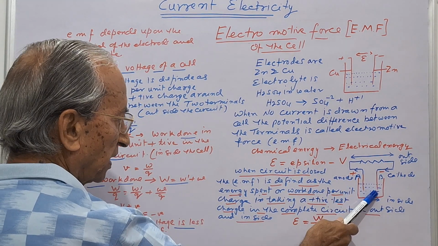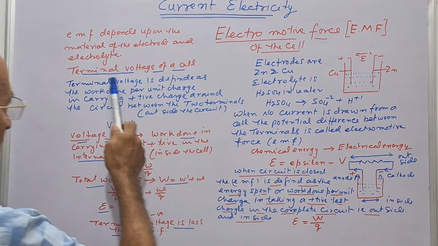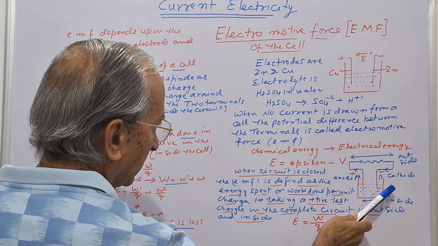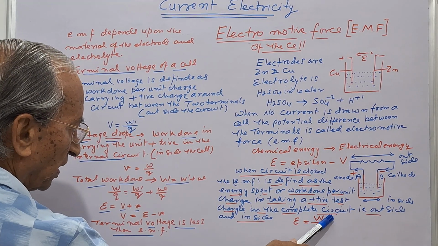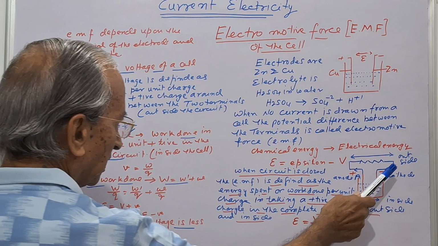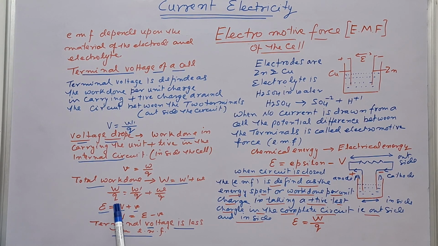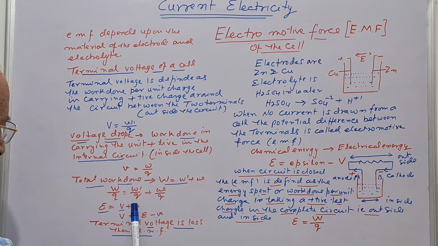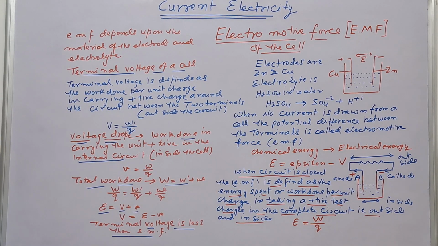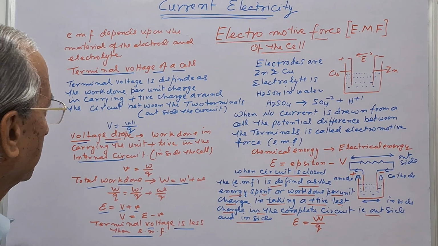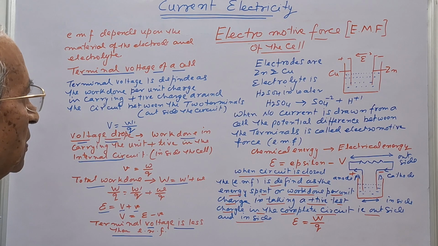And in the two parts of the circuit, in the outside circuit there is the terminal voltage, and in the inside circuit there is the voltage drop. So we say that the total work done is the work done in the outside circuit and the inside circuit. So EMF is equal to terminal voltage plus voltage drop. Then terminal voltage is equal to EMF minus voltage drop. So we say that the terminal voltage is always less than the EMF. So I think it is clear to you.